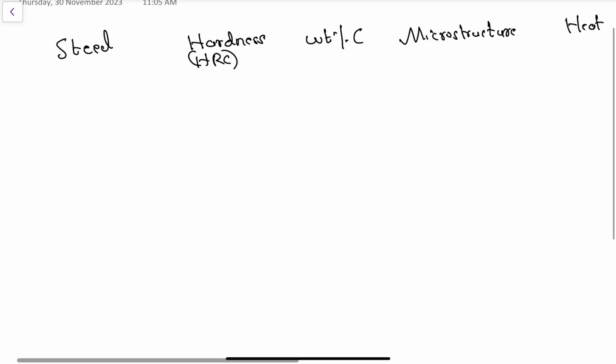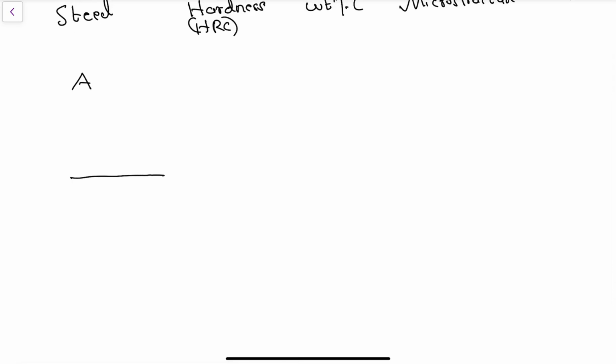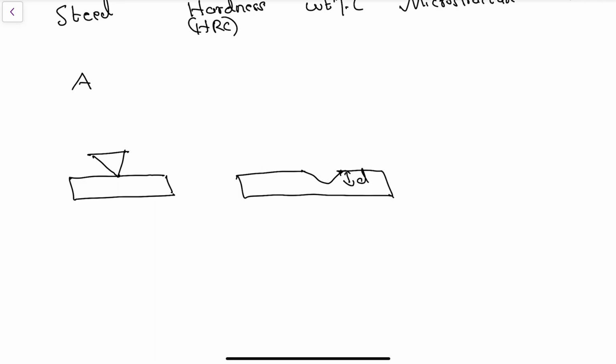First, I am taking the first steel, that is A. I am doing a Rockwell hardness test. The Rockwell hardness test means I am taking a steel specimen and trying to make an indentation. By measuring the indentation, I can measure the depth, let us call it H, and this is D. Measuring the depth and the diameter of the indentation, I can find the hardness of the material. This is the Rockwell hardness test.